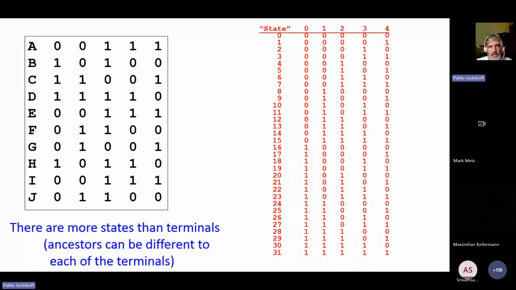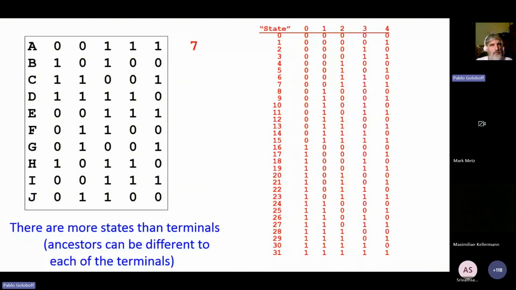Note that there are more states in this character than terminals. That's because the ancestors can be different to each of the terminals, and you need to consider those potentially different ancestors. So now you go to the first taxon, A, and you say, okay, this has 00111, which is state number 7. Then you assign state number 7 for taxon A of this variable.